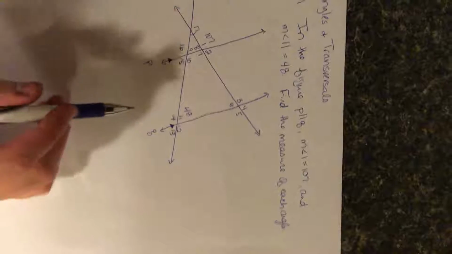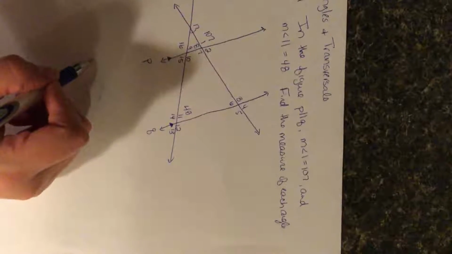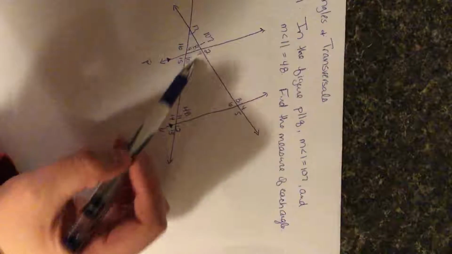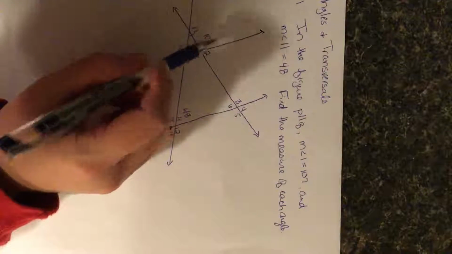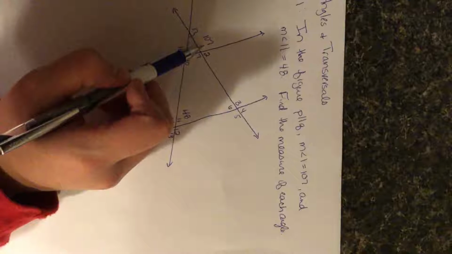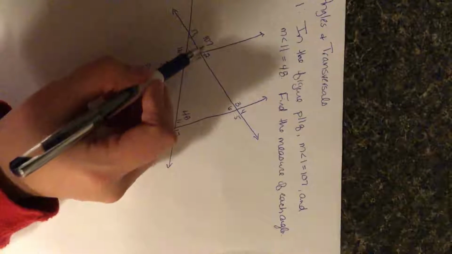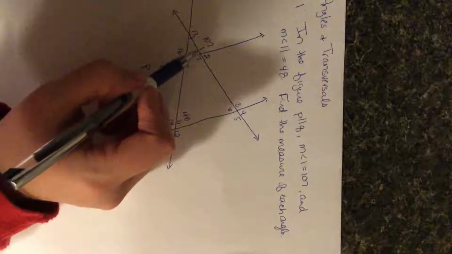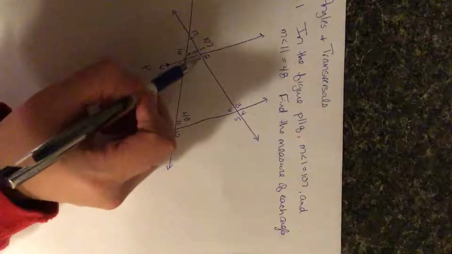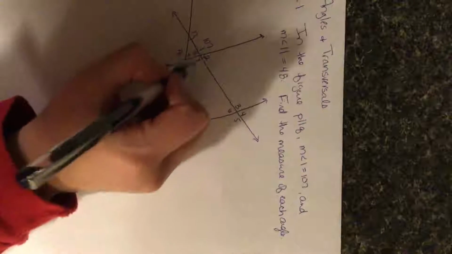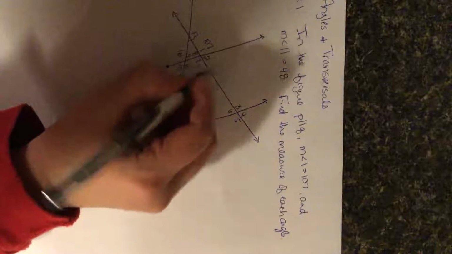So it's up to you which angle you want to start with as far as figuring out all of the other angles. So if measure of angle 1 is 107, then vertical angles are equivalent. So if angle 1 is 107, 7 is directly across from it, so it's vertical angle. It would also have to be 107.